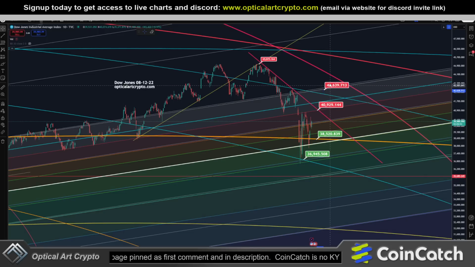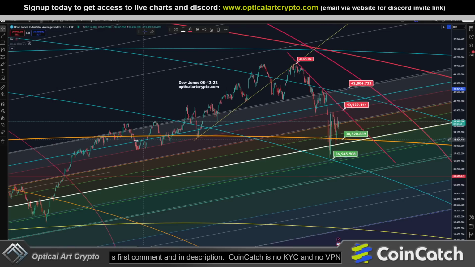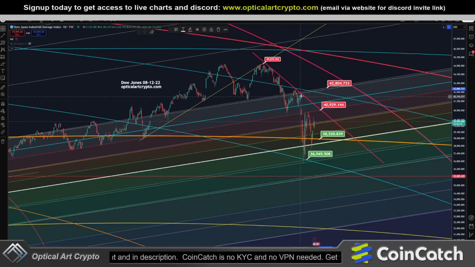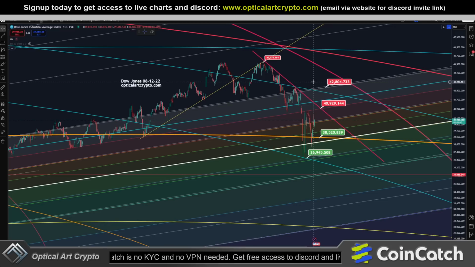Now, if we do get above that, your next resistance is going to be a lot of resistance, guys. This is the top of where I set this channel up, around 42,800. But I'm just saying, if we know that this possibly has some upside, there's a lot of uncertainty in the markets. We don't know what's going to happen with the Fed. I do know there's going to be no rate cuts. Now, quantitative easing, maybe.